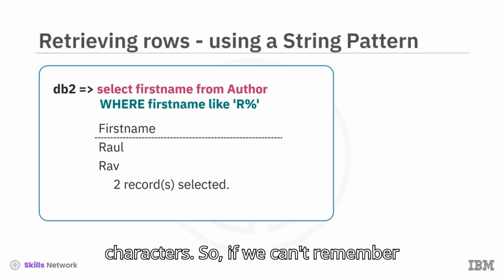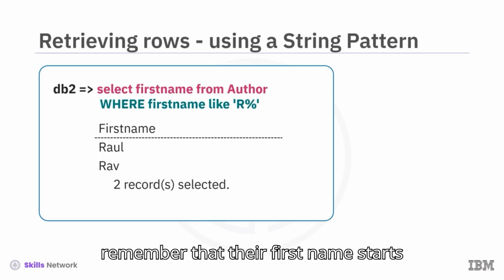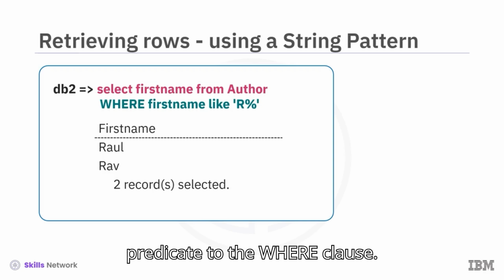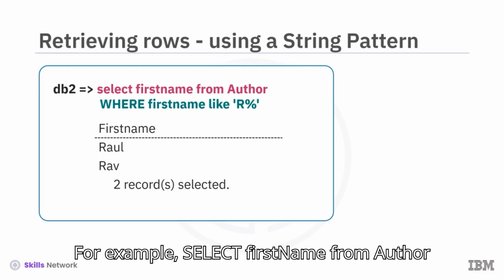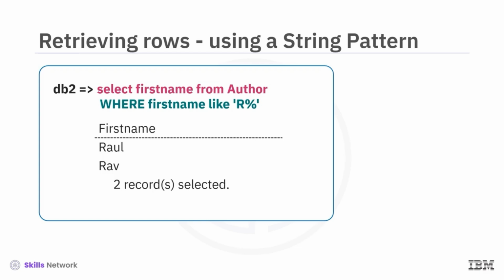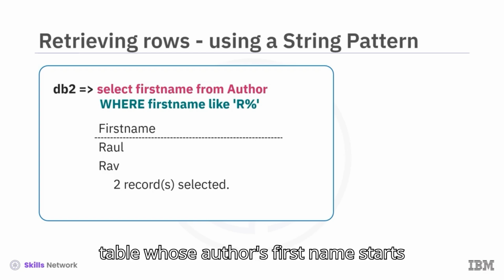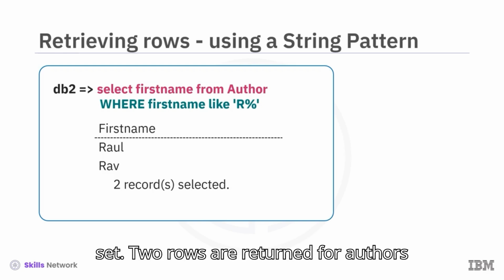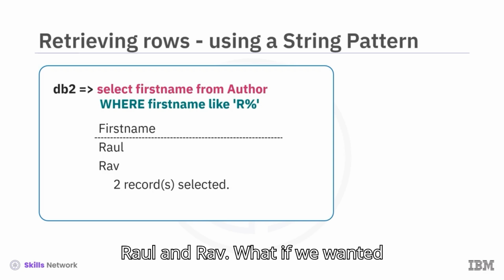So, if we can't remember the name of the author, but we can remember that their first name starts with the letter R, we add the like predicate to the where clause. For example, select first name from author, where first name like 'R%'. This will return all rows in the author table whose author's first name starts with the letter R. And here is the result set. 2 rows are returned for authors Raoul and Rav.